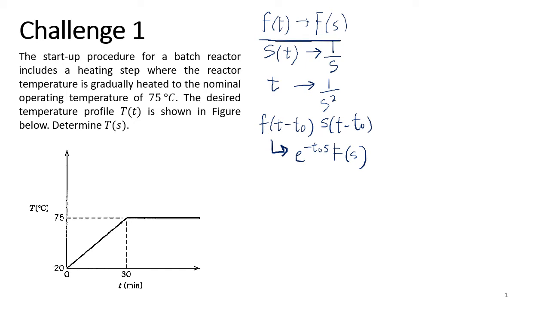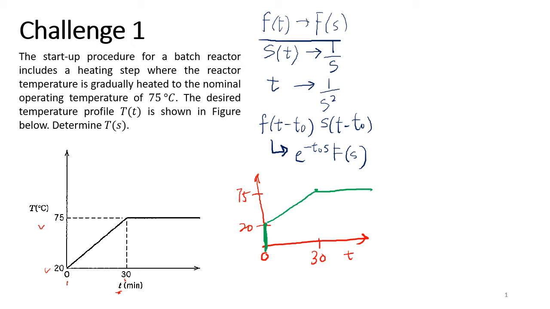Now let's look at the plot. The x-axis is time, from 0 to 30, and the y-axis is the temperature profile, from 20 to 75. The plot starts at 20 on the y-axis, goes up until t equals 30, and then stays constant at 75. From 0, there is a line showing that this is a unit step input.